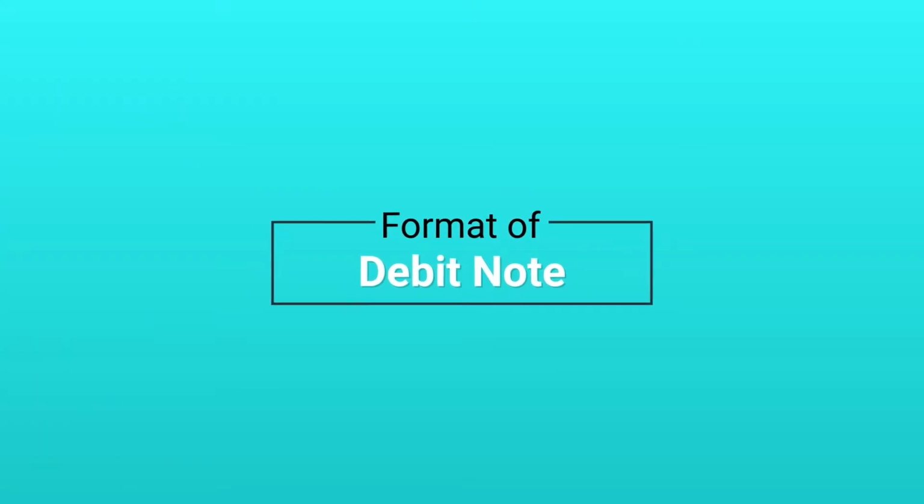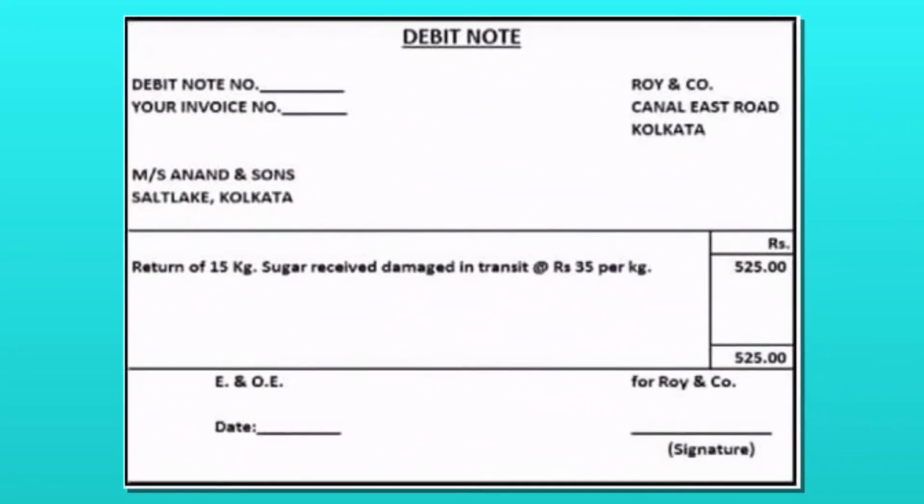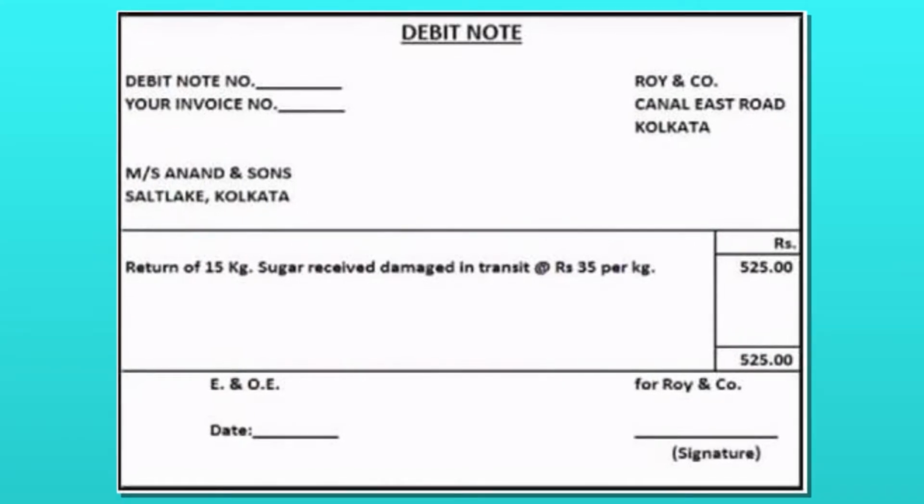Therefore, the debit note is sent to you equal to the value of goods returned. Then this is the format of debit note. So, friends, you might be seeing here the debit note. Here the debit note number is written. Here your invoice number is written, because when we buy the goods from the supplier, the supplier gives us an invoice number. So that invoice number is written here.